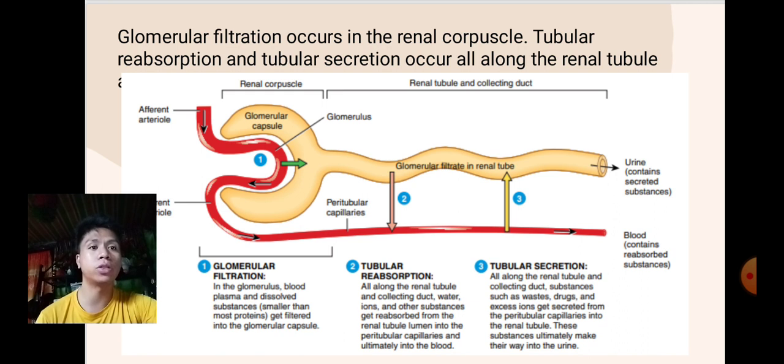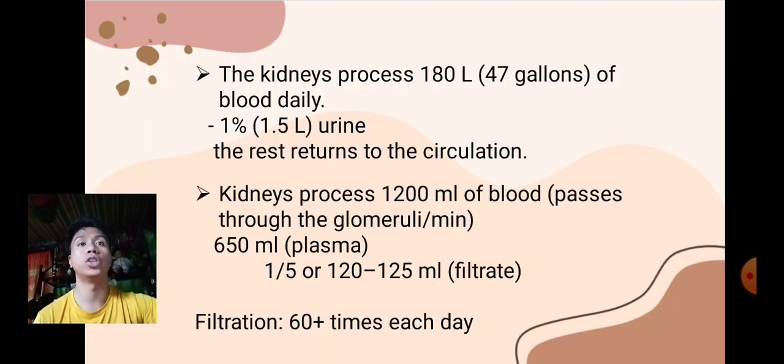Then tubular secretion, all along the renal tubules and collecting ducts, substances such as waste, drugs, and excess ions are secreted from the peritubular capillaries into the renal tubule. So these substances ultimately make their way into the urine. So it results in the formation of urine after the tubular secretion.